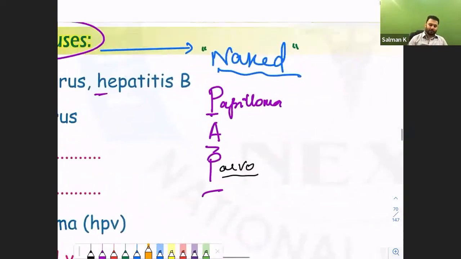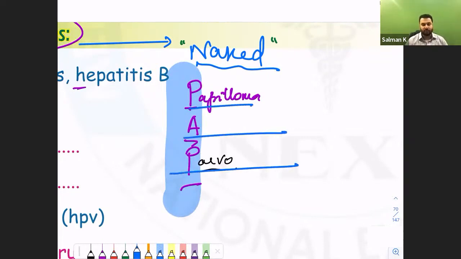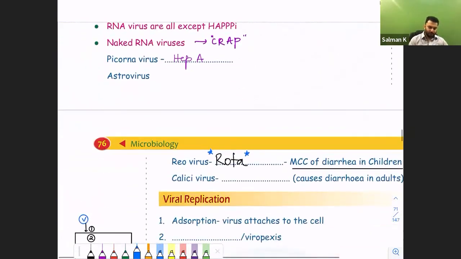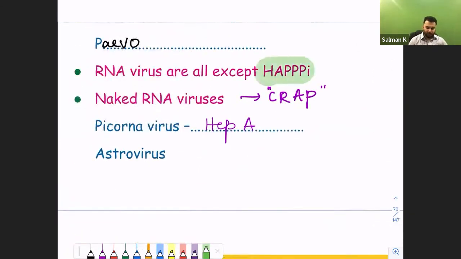Okay. Next, from the happy word, some viruses are naked, known as PAP. You need to know papillomavirus, adenovirus, and parvovirus for this. Okay, so that's about this group. Next, RNA viruses are all except happy. RNA viruses are these ones, which are all except which word? The happy word. That's the first thing.